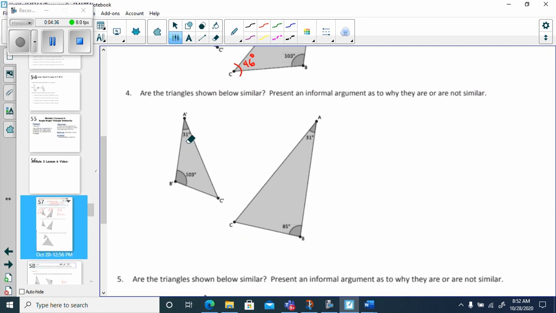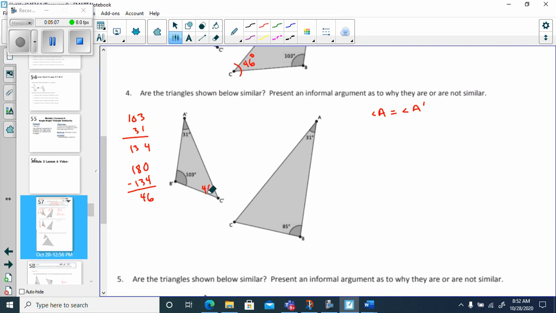Let's look at these two. Okay, these two are the same. Angle A is congruent to angle A prime, but the B's are not congruent. Let's check the C's here, okay? I've got 103 and 31. 3 and 1 is 4, 134. If I subtract 180 minus 134, what do I have for an angle? 46 degrees. This was 46.